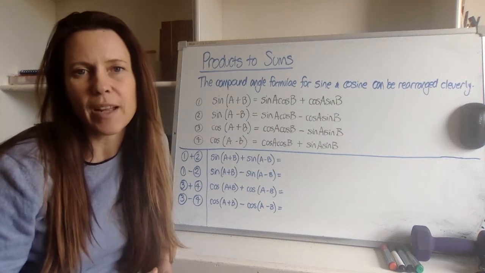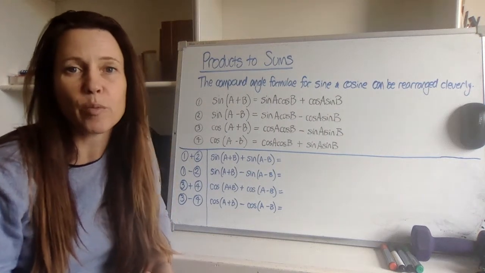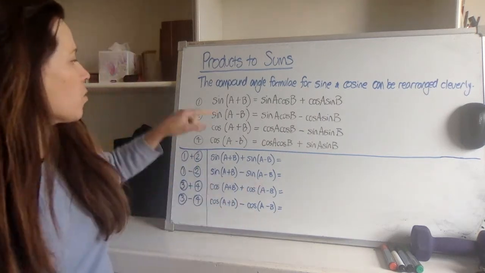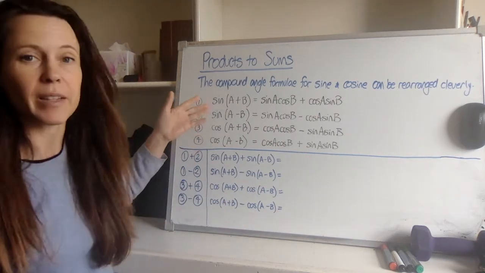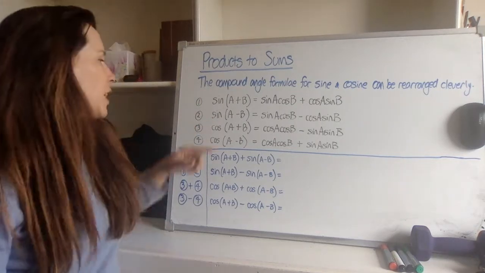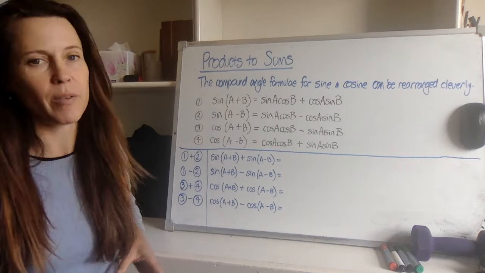Today's lesson looks at how we can use the double angle formulae in a different way. So we learned the double angle formulae, ones that looked like these, and we also had the tan A plus B and A minus B ones. Today we're just looking at the sine and the cos ones and how we can rearrange those cleverly.